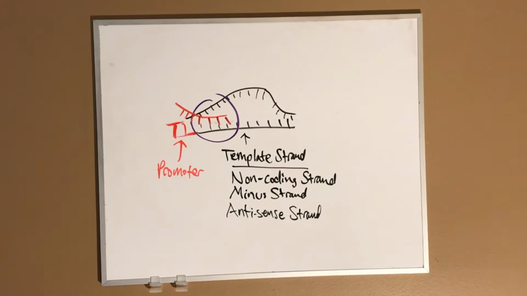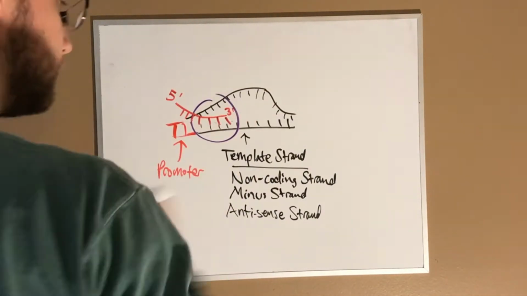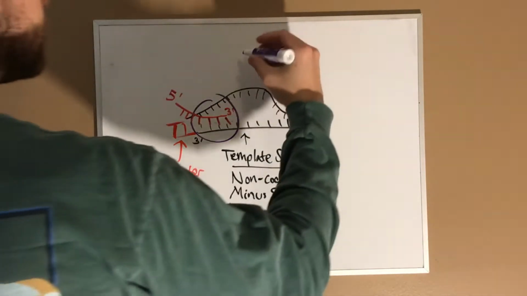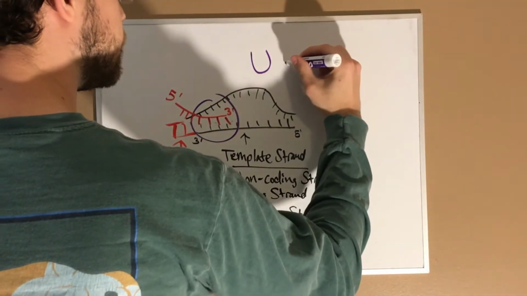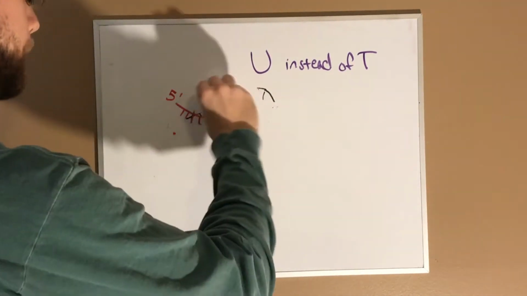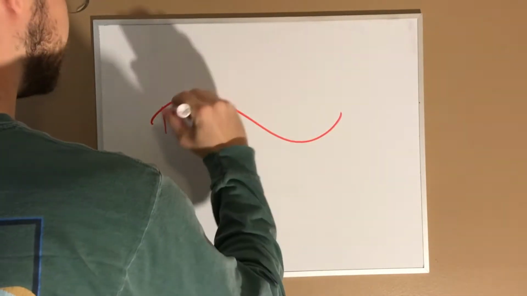The template strand is read by the RNA polymerase in the 3' to 5' direction, creating the mRNA molecule in the 5' to 3' direction, matching every nucleotide base of the RNA with its counterpart on the non-coding strand. And it uses uracil instead of thymine in RNA. Now, we have a fully formed mRNA molecule.